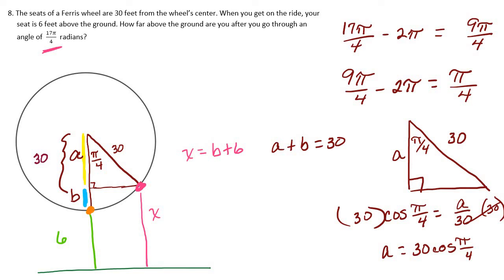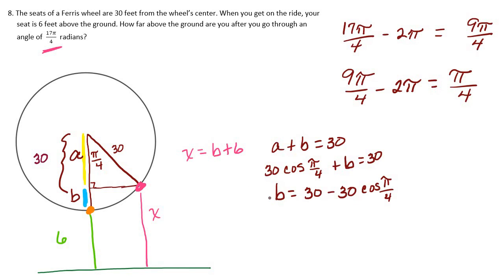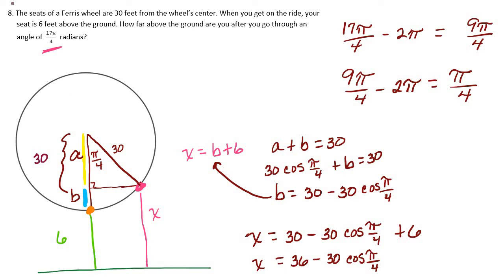So now I'm going to take this A value and put it into this equation. I'm going to have to erase some of this stuff because I'm running out of room. Now I can solve for B. Now I can put this B into this equation. So I have B plus 6 to give me X, and that's what I'm looking for. And that's going to be approximately 15 feet.